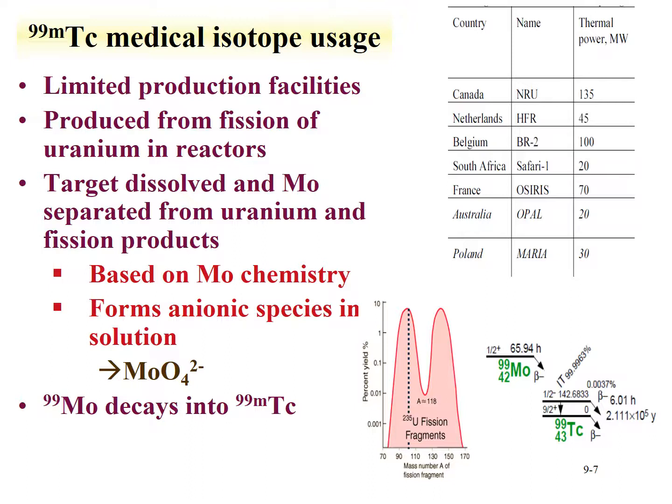Upon the end of irradiation, the target can be dissolved. The molybdenum forms an anionic species as shown here, and then it can be separated, purified, added to a column, and then it decays to technetium as shown here. The molybdenum-99 has a 66-hour half-life. It decays to the excited state of technetium, the technetium-99m, which has a 6.01-hour half-life, and then that technetium-99m decays to the technetium-99 ground state through the emission of a photon at 140.6 keV.